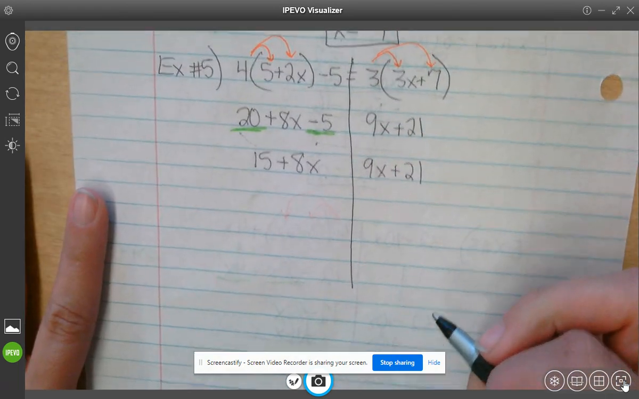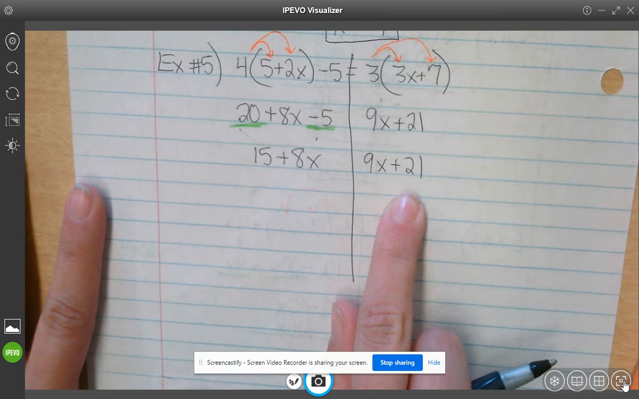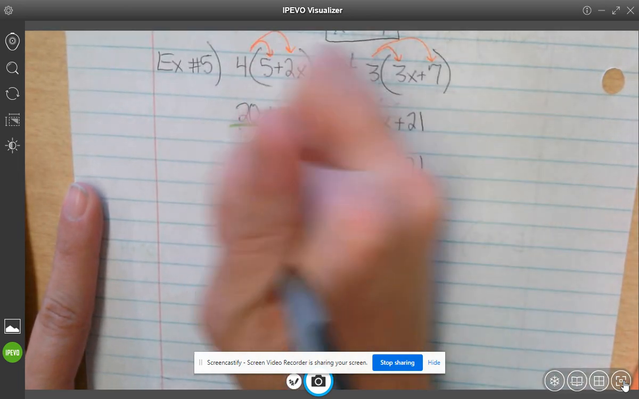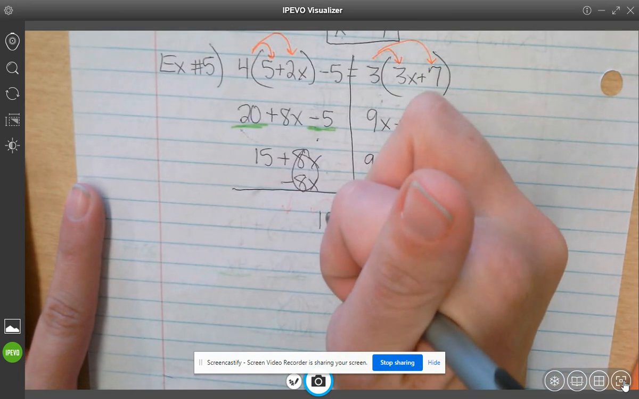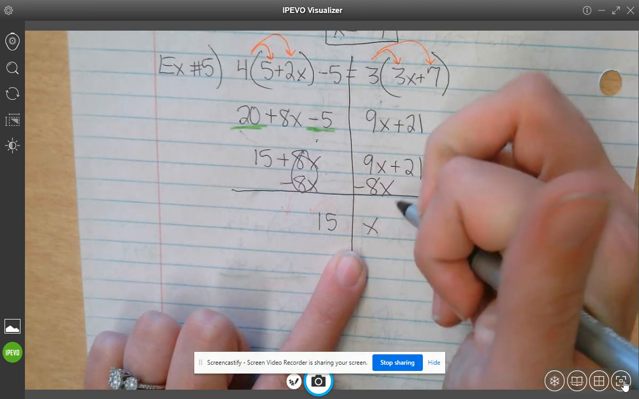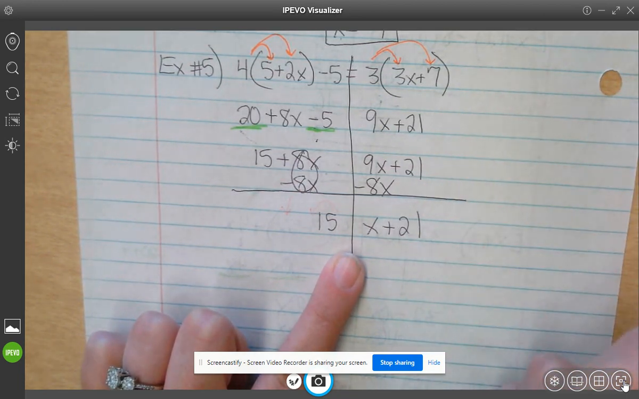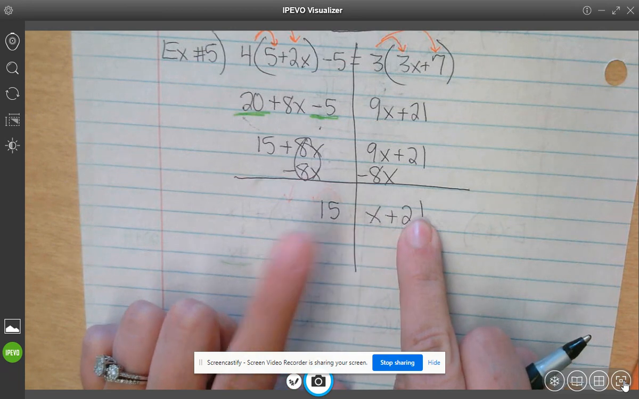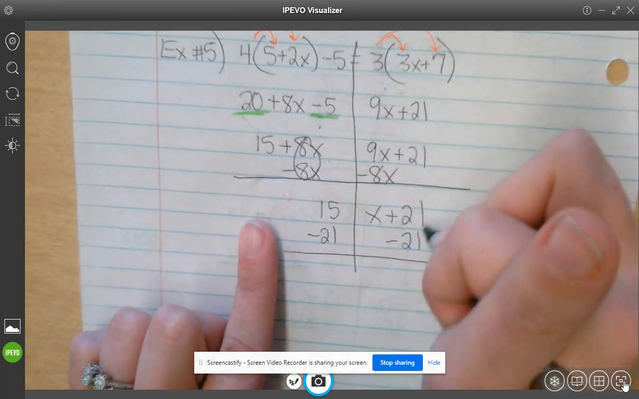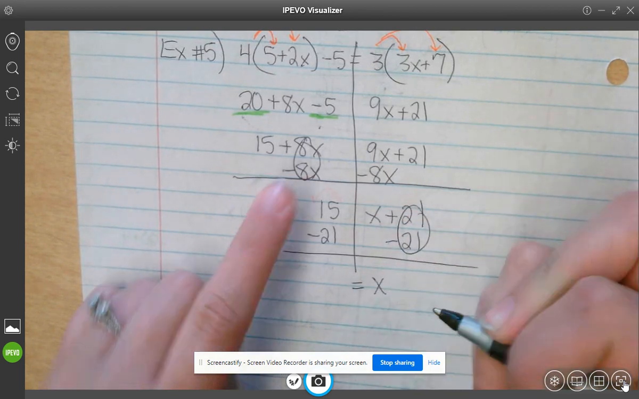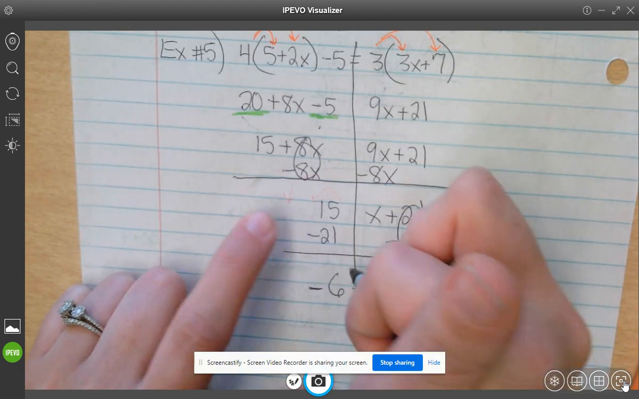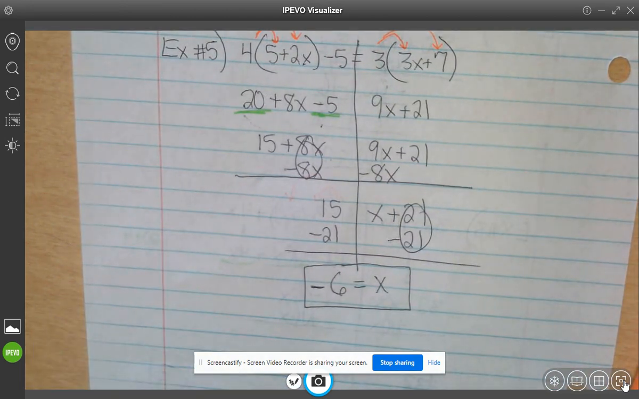Okay, from here we got to move 1. This time I think I'm going to move x over here. Just why not? So to do that I have to subtract 8x. That zeroes out, leaving me 15 on this side. And then x, because it's really just 1x. I don't like to write the 1. And then my last step is to bring my number over here. So subtract 21. So x equals, if I take 21 minus 15, I would get 6. 21's bigger, so negative 6.